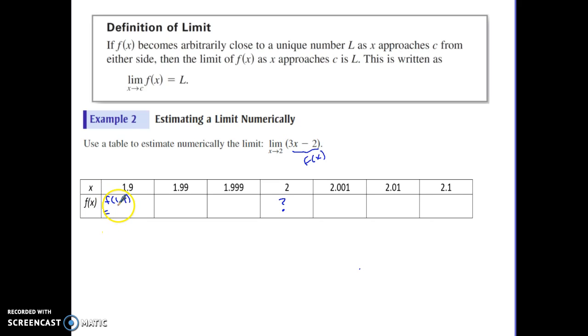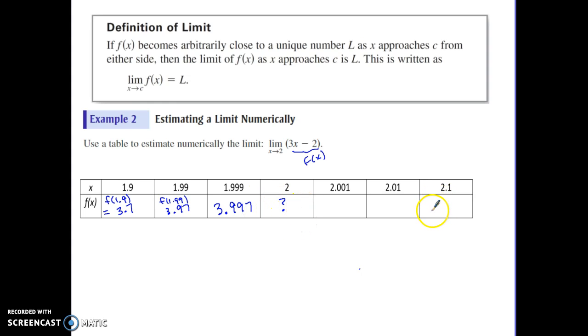That simplifies to 3.7. So I encourage you to make sure when you evaluate f of x at these different x values, you are getting the same thing. We'll find f of 1.99. So doing that, I end up with 3.97. Plugging in 1.999, I get 3.997. We're going to skip over 2; I'm not going to plug in 2.